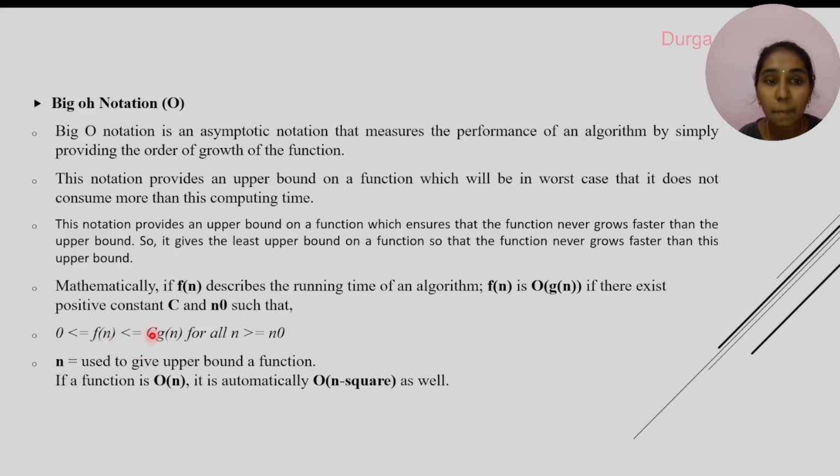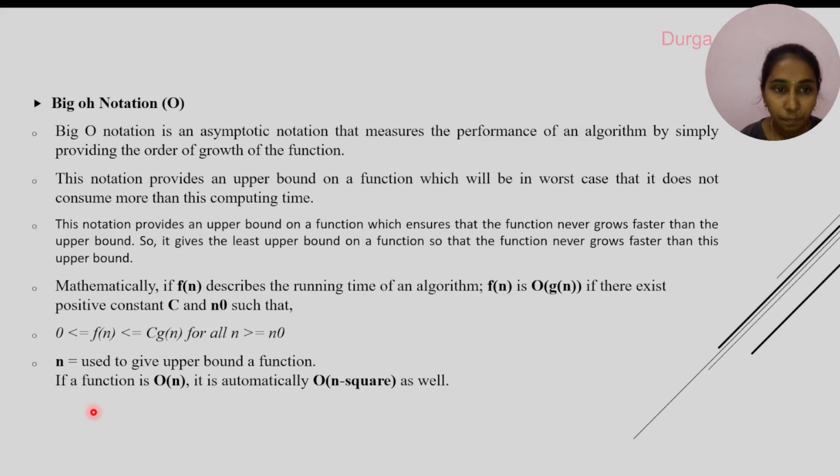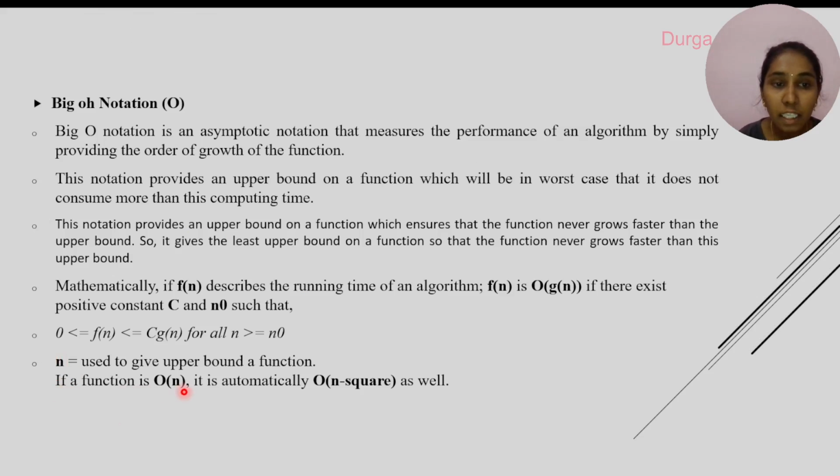So this is the mathematical representation of big O notation, where n is always greater than n naught. Big O is used to give an upper bound on a function. So this represents an upper bound on a function. g of n is the upper bound of f of n. If a function is order of n, it is automatically order of n square also. So if it is order of n, it will definitely be order of n square as well.